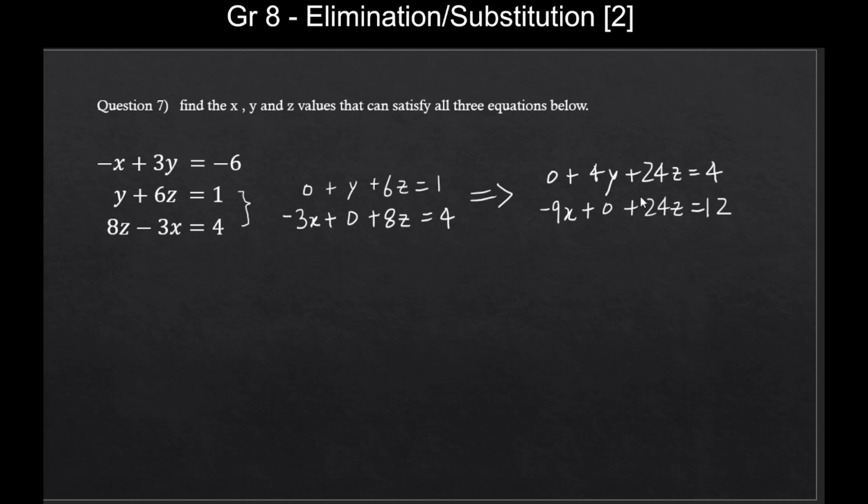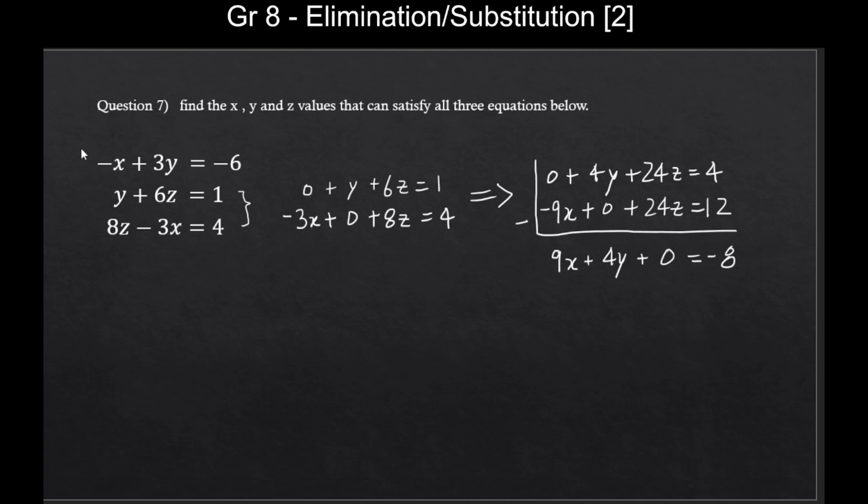Now we can eliminate this z. By how? By subtracting them. So 0 minus 9x. Minus means plus, right? So plus 9x, or just 9x. 4y minus 0, that should be just 4y. 24z minus 24z, that should disappear now. And here we have 4 minus 12, which should be minus 8. There we go.